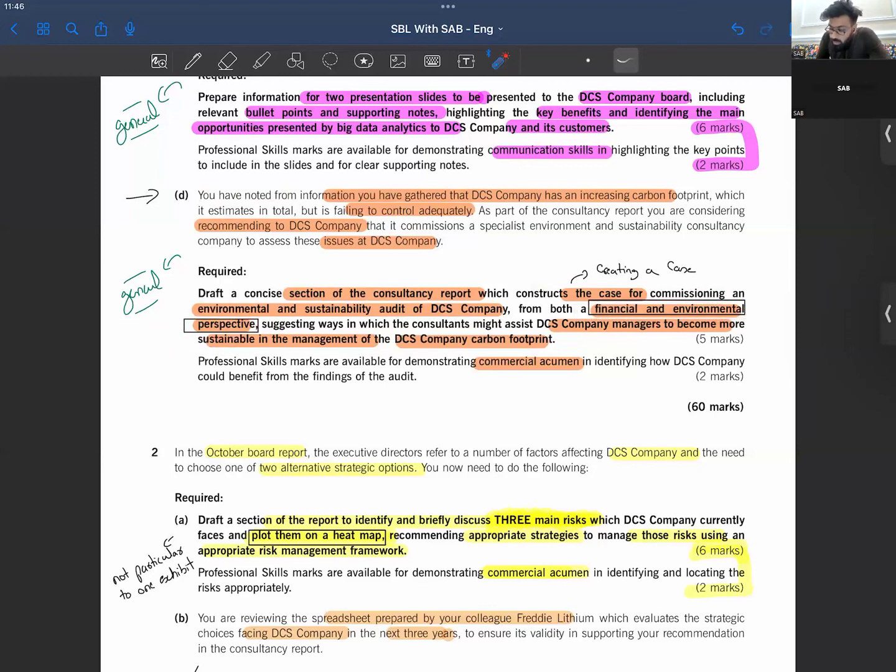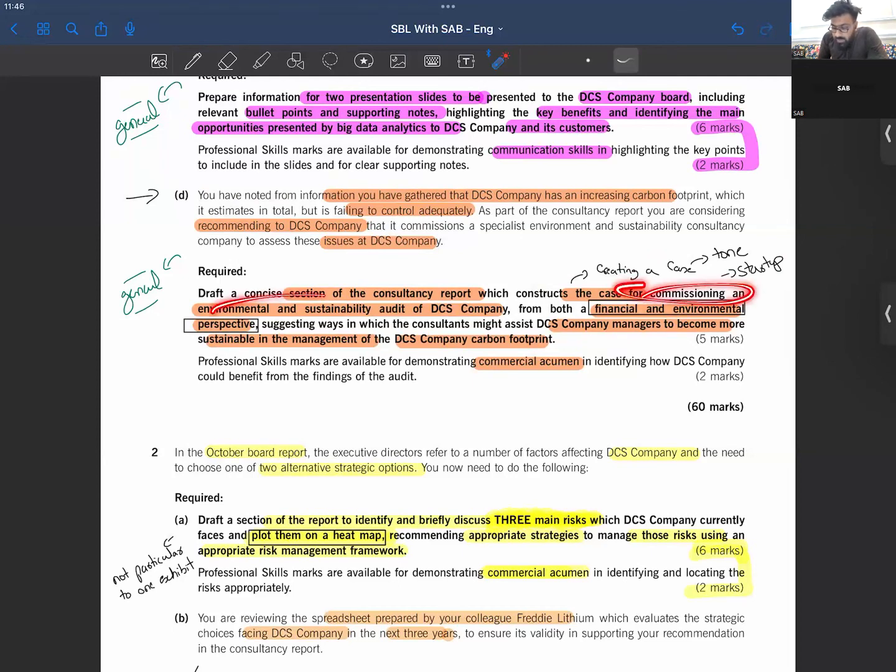See, now we need to create a case. Creating a case is a separate art, and it requires your tone. It requires a start-up you need to create for any case you are making, right?